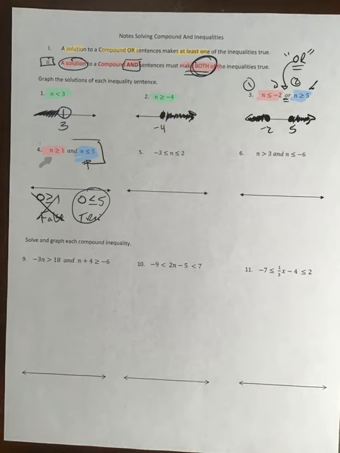So can you think of some numbers that are both bigger than 1 but at the same time less than 5? Can you visualize where those would be? So let's see.